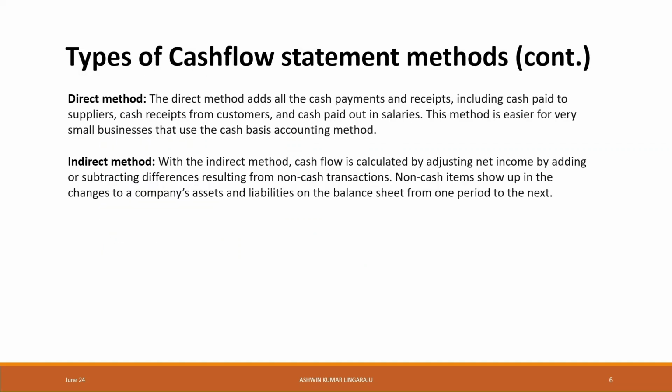Let's understand what the direct method is. The direct method adds all the cash payments and receipts, including the cash paid to suppliers, cash receipts from customers, and also the cash paid out in salaries. This method is easier for very small businesses, and it is used as the cash basis accounting method. And what is the indirect method? In the indirect method, cash flow is calculated by adjusting net income by adding or subtracting differences resulting from non-cash transactions. Non-cash items show up in the changes to the company's assets and liabilities on the balance sheet from one period to the other.